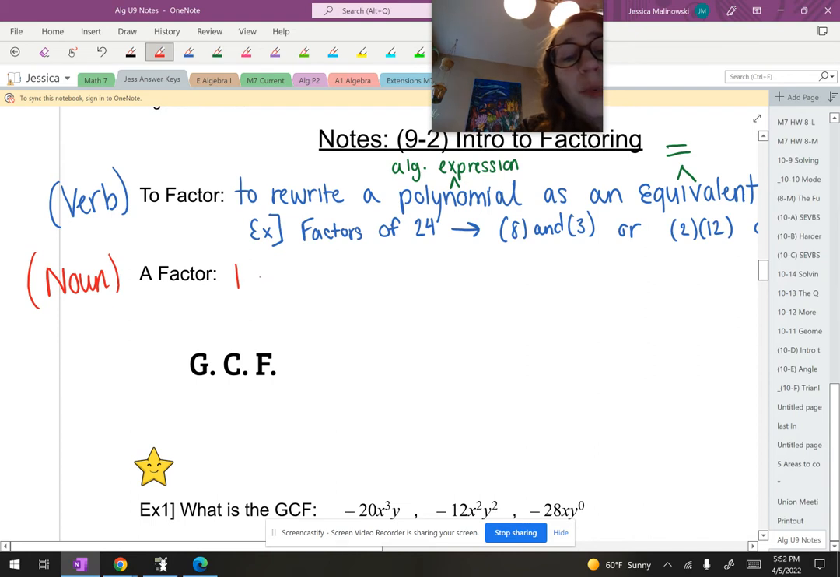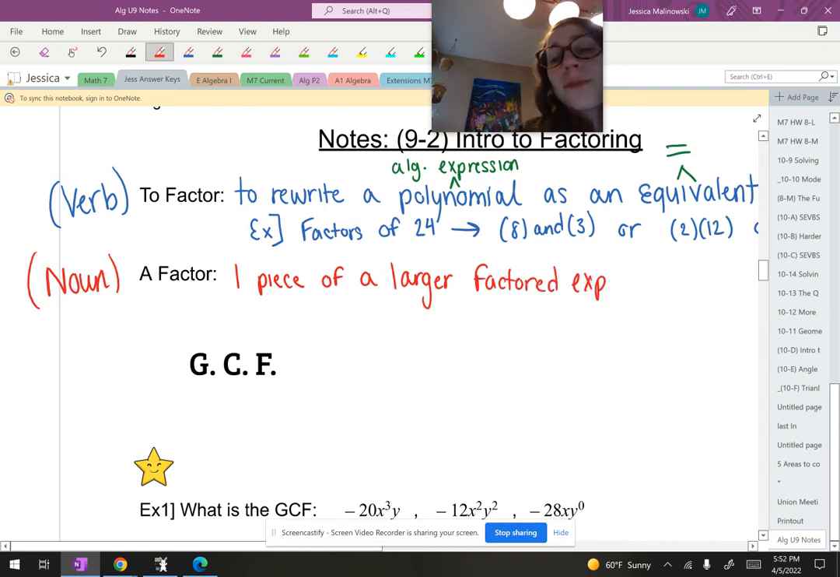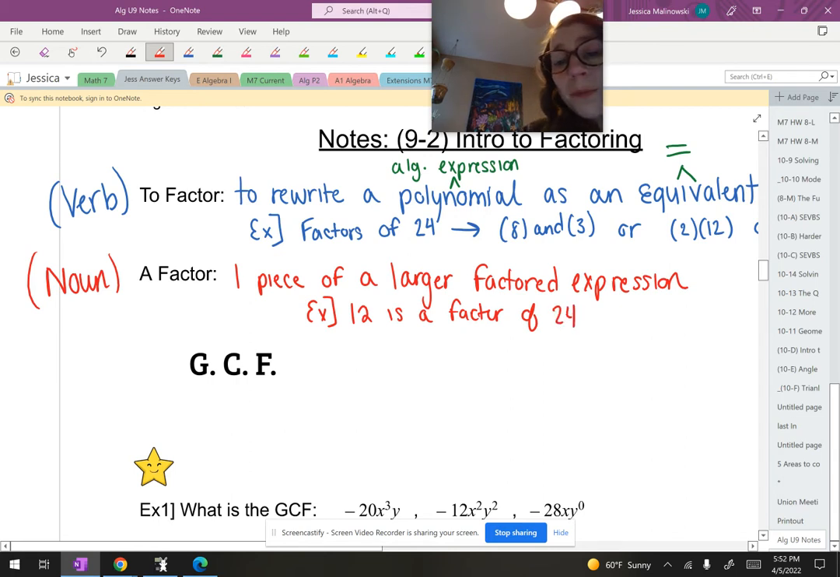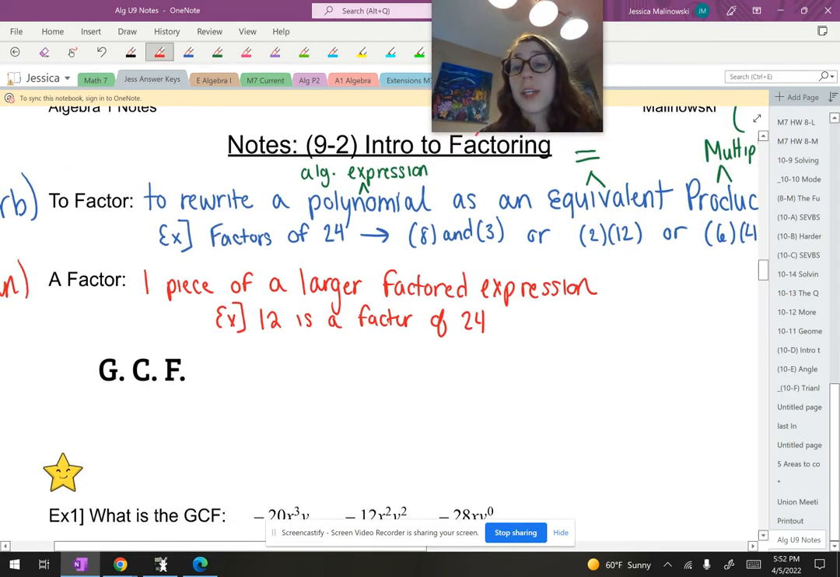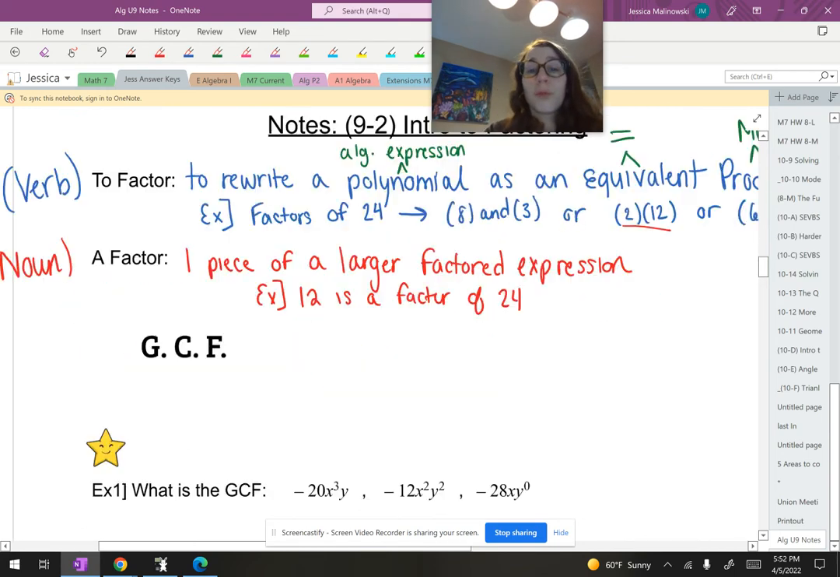A factor is one singular piece, P-I-E-C-E, of a larger factored expression. So, going off of our example from before, 12 is a factor of 24, because I can use 12 and something else to multiply up to 24. It's one piece, the other piece would be the 2, 12 times 2. 12 is a factor of 24.